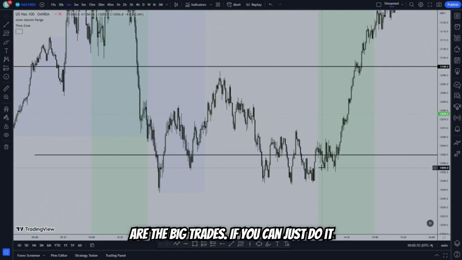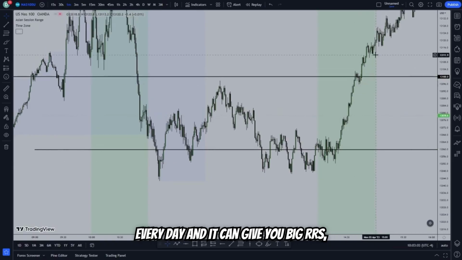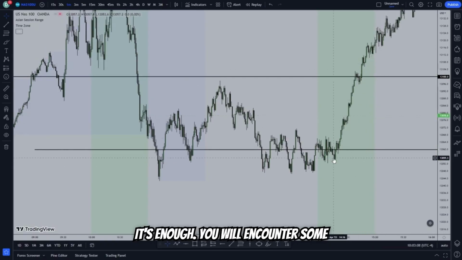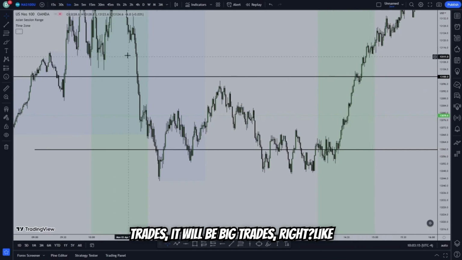If you can do it correctly like this, you don't need any other pair, and you can make your living from these indices, because it happens every day and it can give you big risk rewards. Okay, I hope that's enough. You will encounter some losses, you will be in the wrong direction with the wrong bias, but whenever we hit the trades, they will be big trades, right?